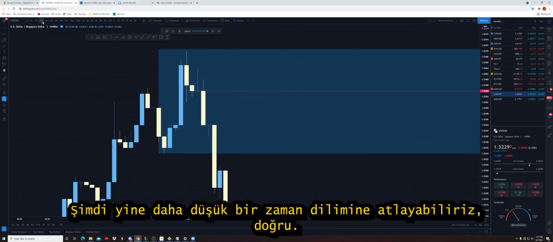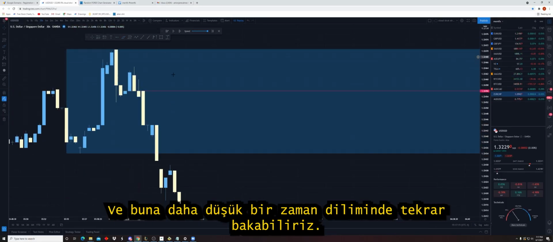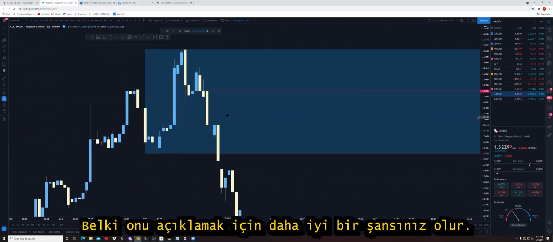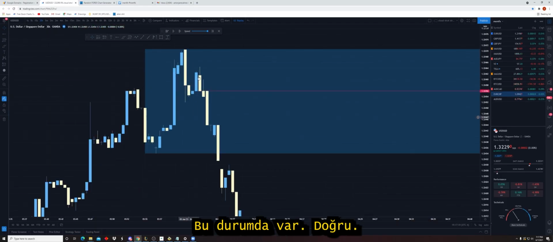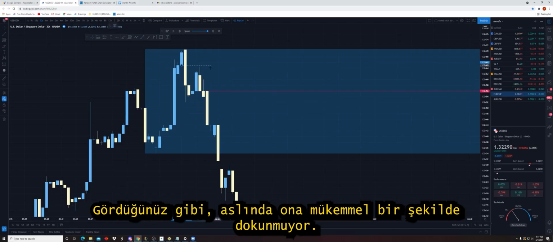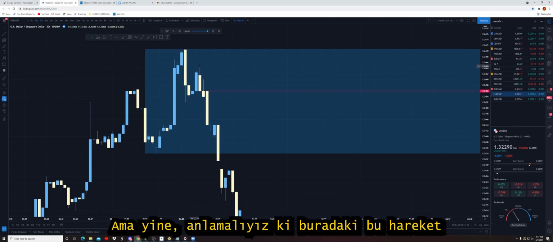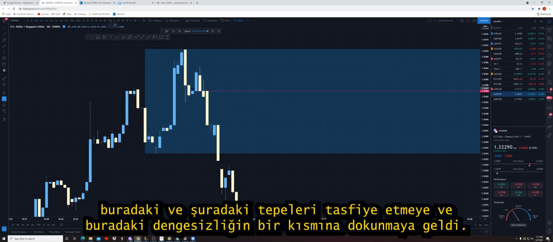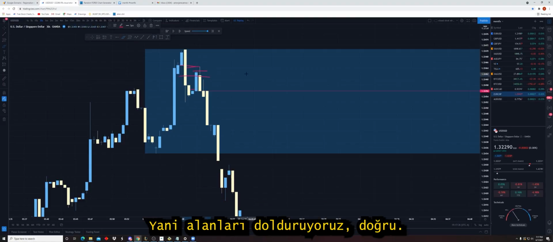Now again, we can jump down to a lower time frame and take a look at that again. On a lower time frame, maybe you have a better chance of explaining it away. In this case, we do. Here's the last up move before the down move. Price comes to mitigate that last up move right here, as you can see. Doesn't actually tap into it perfectly, but again, we have to understand that this move here came to liquidate the highs here and tap into some of the imbalance here. So we're fulfilling areas.